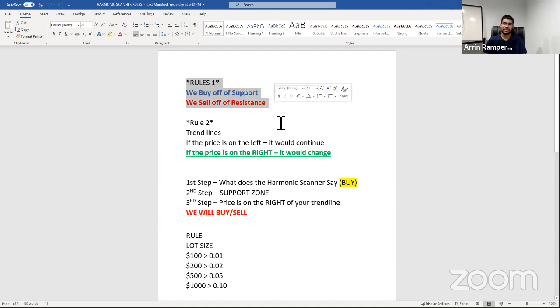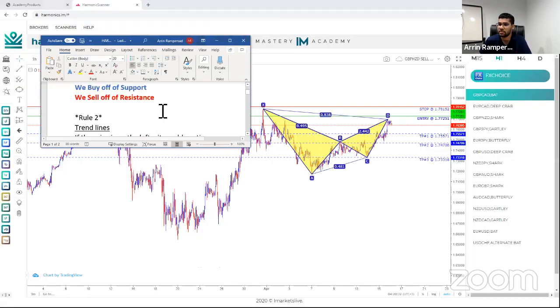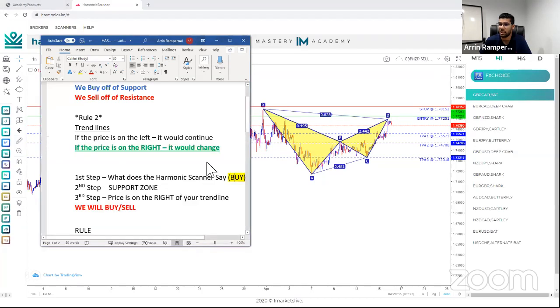when we utilize the scanner, we simply have two rules. We buy off a support, we sell off a resistance. Second rule is when it comes to trend lines, we know if price is on the left, we leave it alone. If price is on the right, it would change the direction. Those are the two rules that we're working with, and we work with them in 3 steps. First step, if you're trading with us, is you do whatever the scanner says. Scanner saying right now to do what? A buy or sell. Scanner is telling us to do what, guys? Buy or sell.